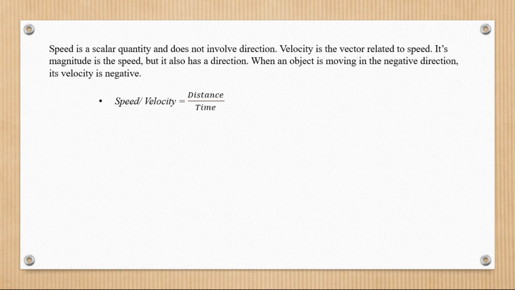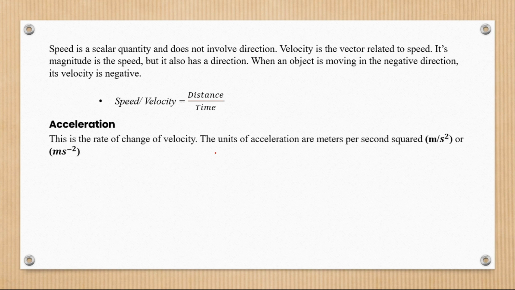So how do we get speed? We've just seen from a formula that distance is speed times time. So that means if we make speed the subject, speed, or velocity, is equal to distance over time. Alright. Now acceleration is another term. Acceleration is the rate of change of velocity. The units of acceleration are meters per second squared, or m/s², or ms^-2. You can use it in any format. You can use any of the two. They're all meters per second squared.